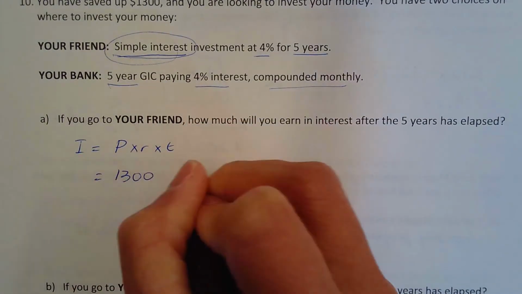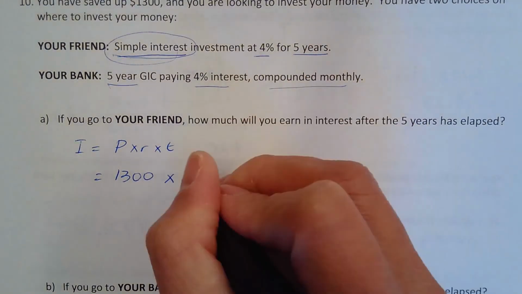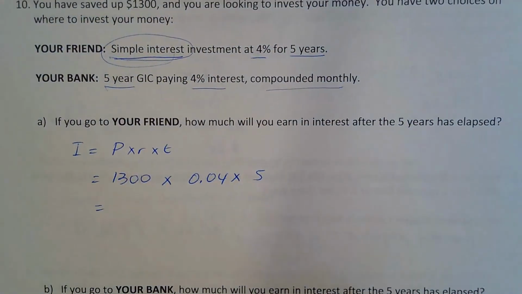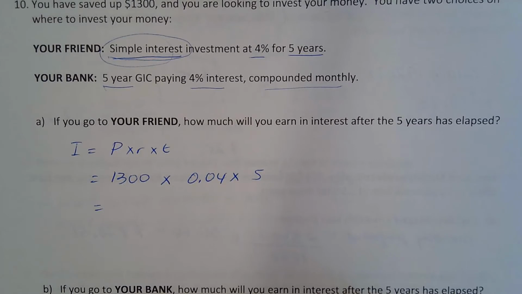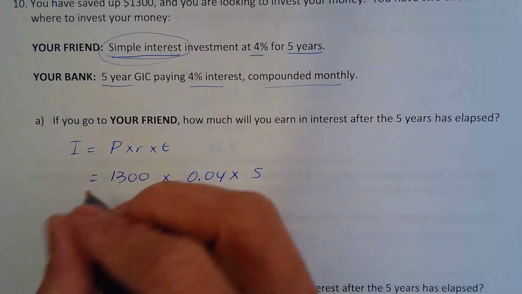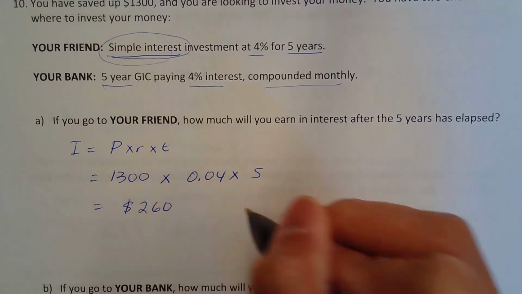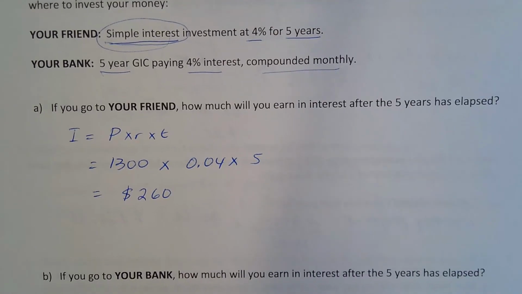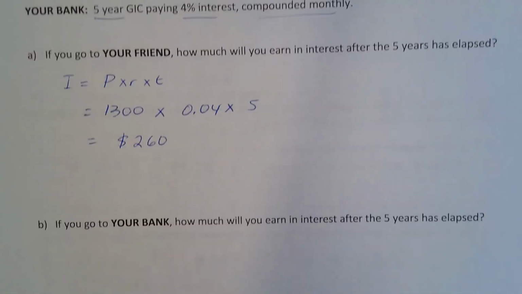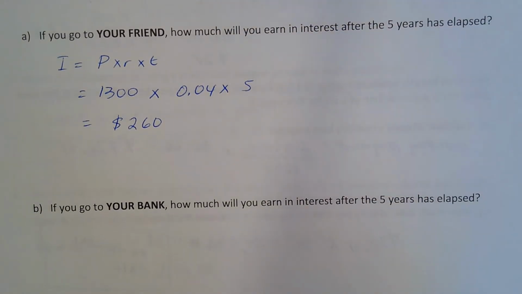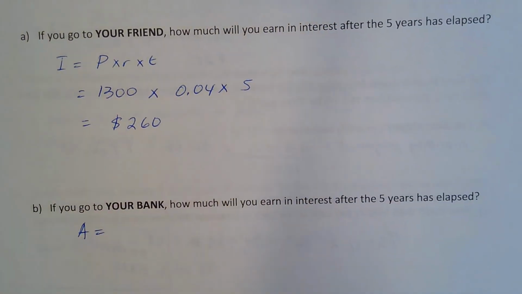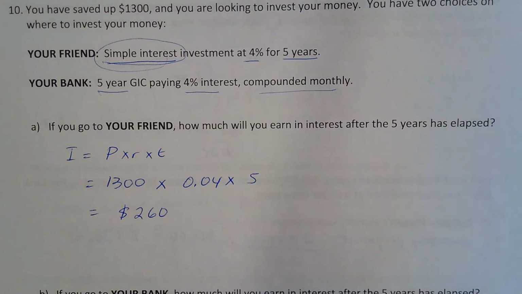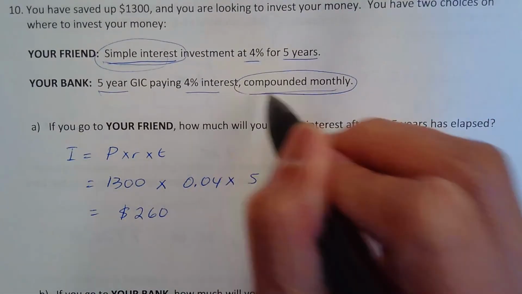So 1,300, 4%, 0.04 times 5 years. You're going to get $260 worth of interest. Now, if we choose the bank, it's going to be a compound interest, right? So we're going to use a compound interest here. How do I know it's compound interest? Because there's a compounded monthly here, right?